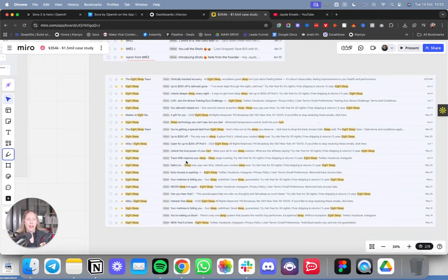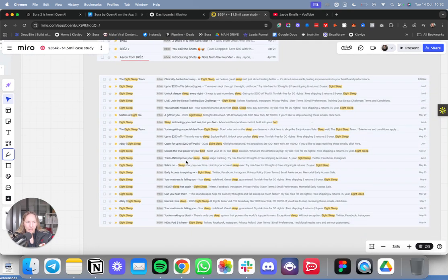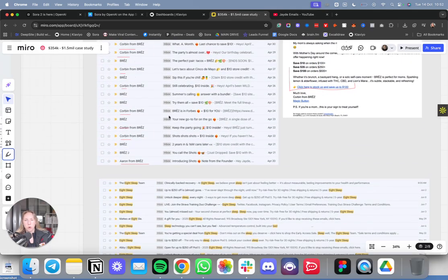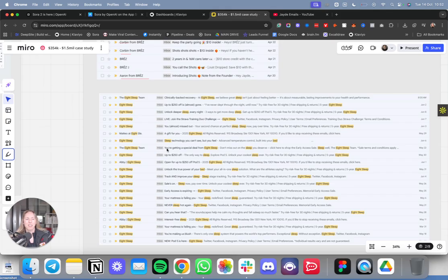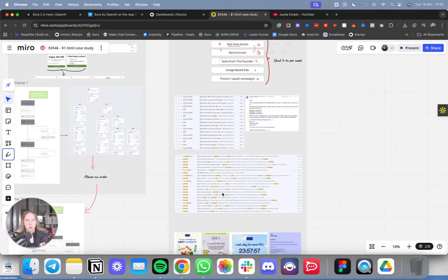Same thing. This is a sleep product that is high ticket. They don't have the same amount of replenishing products as Breeze, but 8 Sleep does an incredibly good job as well. And you can see they send from Abby, Mateo, and the team. And then in between they'll send their image-based emails.